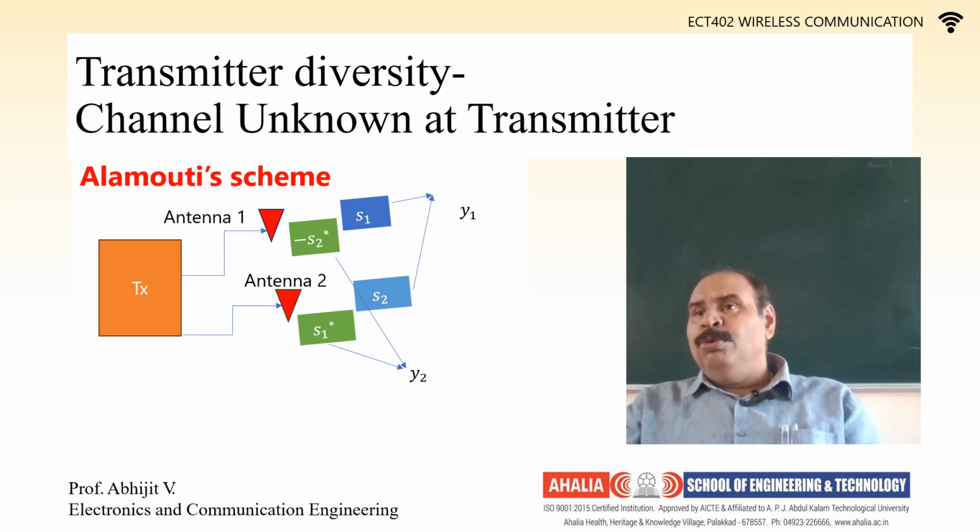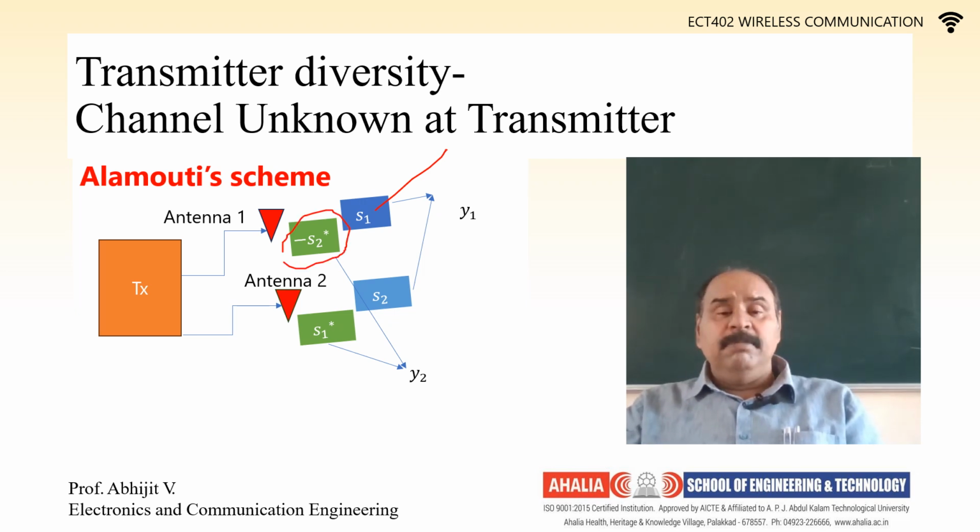I am going to explain a very important scheme called the Alamouti scheme. Let us consider we are sending two symbols, S1 and S2, at two different times through two different antennas, antenna 1 and antenna 2. In antenna 1, I am sending the signal S1 in the first instance, and in antenna 2 I am sending S2. After a particular time, I am sending minus the conjugate of S2 through antenna 1 and the conjugate of S1 through antenna 2.